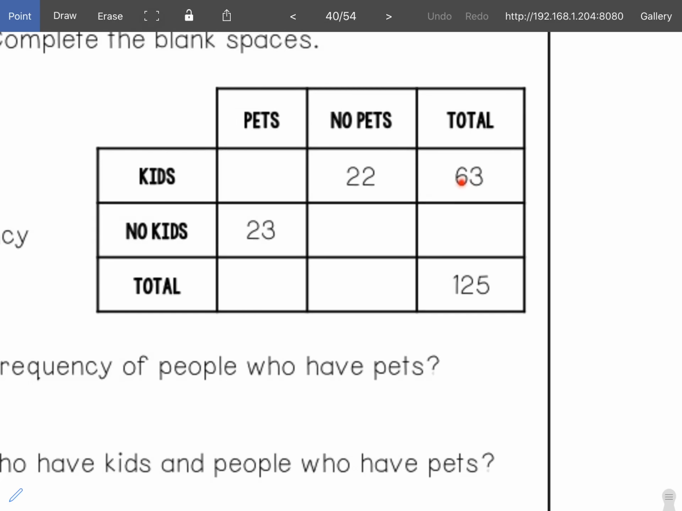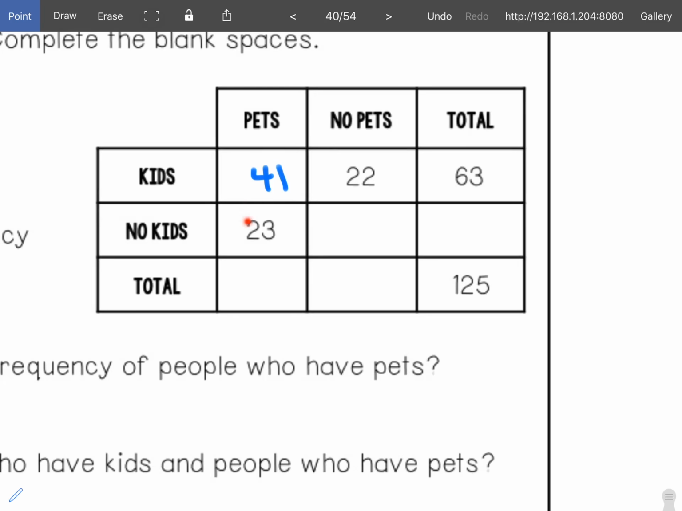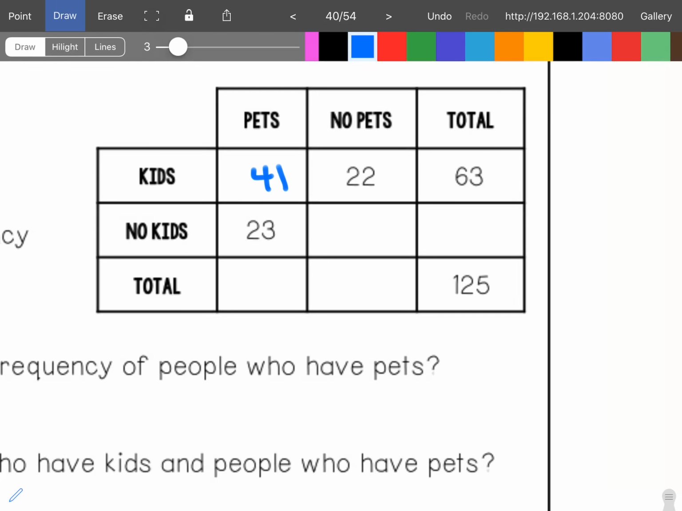This number plus 22 has to equal 63. So we can do 63 subtract 22. That's going to give us 41. And then I know those have to add to give me this. So add 41 and 23. It's going to be 64.